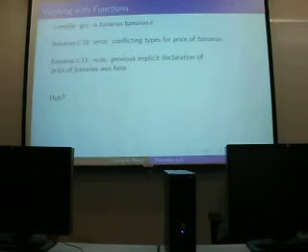Yeah, definitely save it. So, okay, we got conflicting types for price of bananas. Yep, hopefully nothing else. Oh, conflicting types for price of bananas, good. Is that what I got? That's exactly what you should be getting. Okay, banana. Yeah, that's okay.